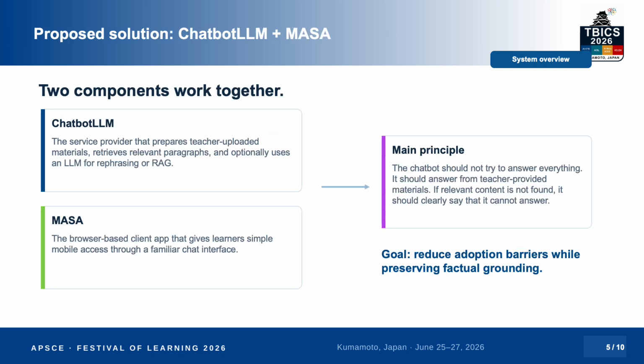Our proposed solution has two connected parts. The first part is ChatbotLLM. It works as the service provider. Teachers upload course materials, such as PDF, PowerPoint, Word documents, spreadsheets, scanned files, images, and even audio. ChatbotLLM prepares these materials and builds a searchable knowledge base. The second part is MASA, which is the learner-facing client app. MASA is browser-based and mobile accessible, so students do not need to install a special application or go through complex login steps. The most important principle is that the chatbot should not answer everything. It should answer from teacher-provided materials. If the system cannot find relevant content, it should honestly say that it does not know.